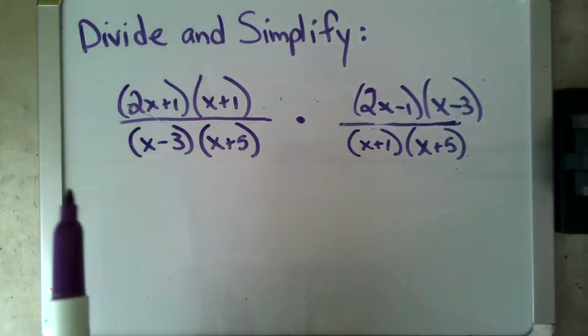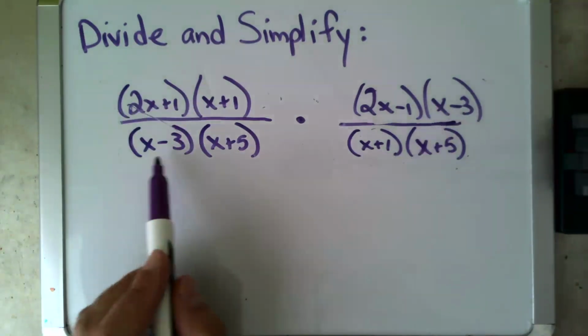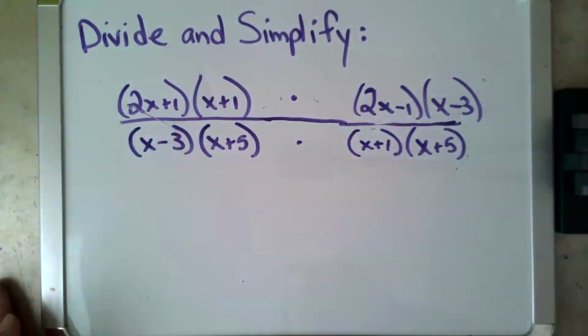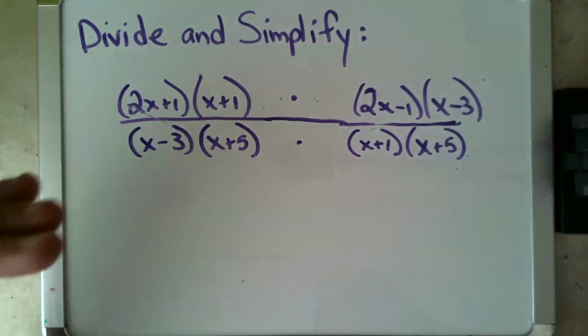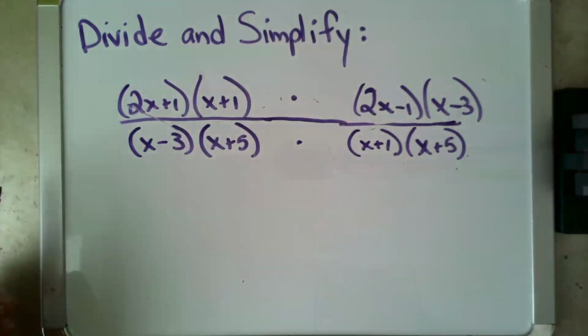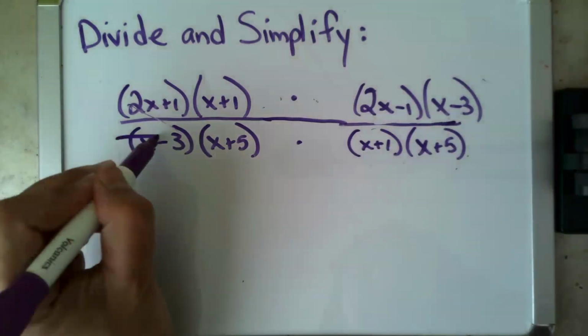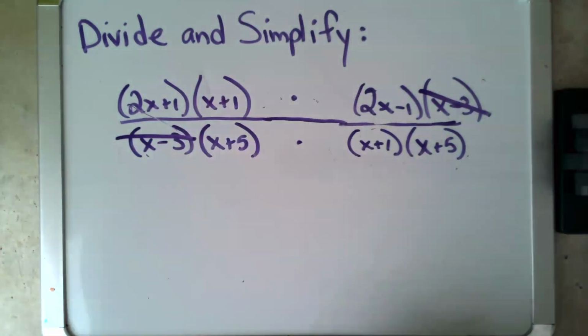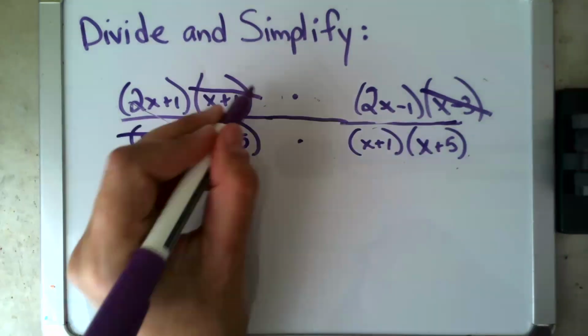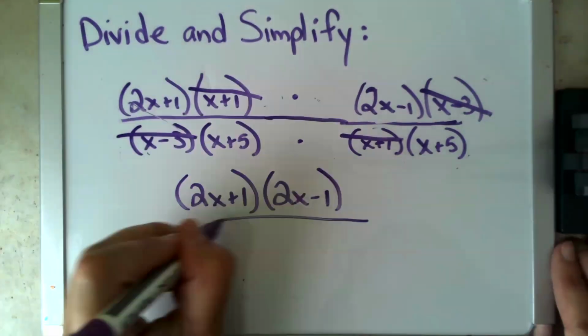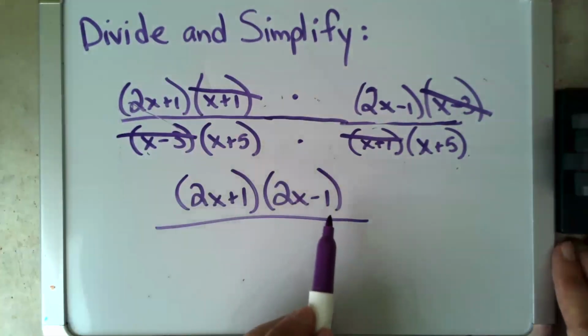Multiplication means I multiply straight across the top and straight across the bottom. So I'm just going to extend my line there. And now I can cancel top to bottom, right? That's just division. So I see an x minus 3 and an x minus 3. I see an x plus 1 and an x plus 1. And now I can finish simplifying. On the top, I have 2x plus 1, 2x minus 1.